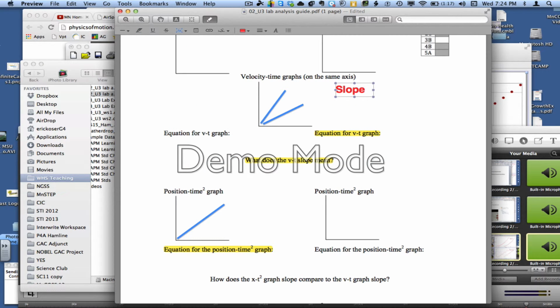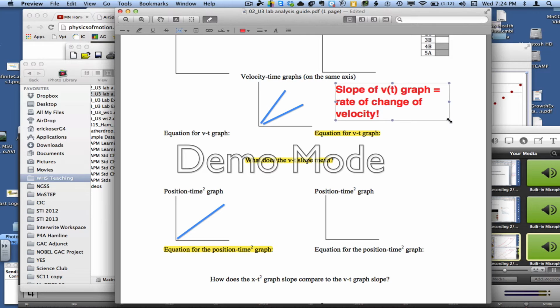Why are we doing this? What's the physics we're really after? The key idea is for you to be able to look at these graphs and recognize the slope. Let's think about that for just a minute. The slope of the velocity time graph is something that we spoke of last week. The velocity time graph slope is going to be the rate of change of velocity.